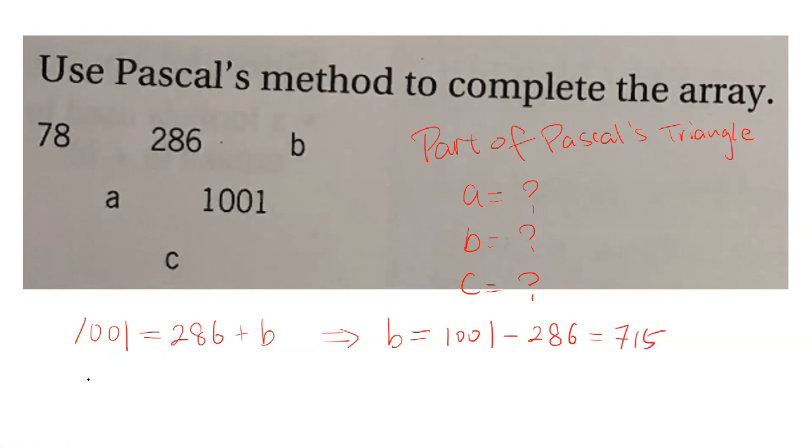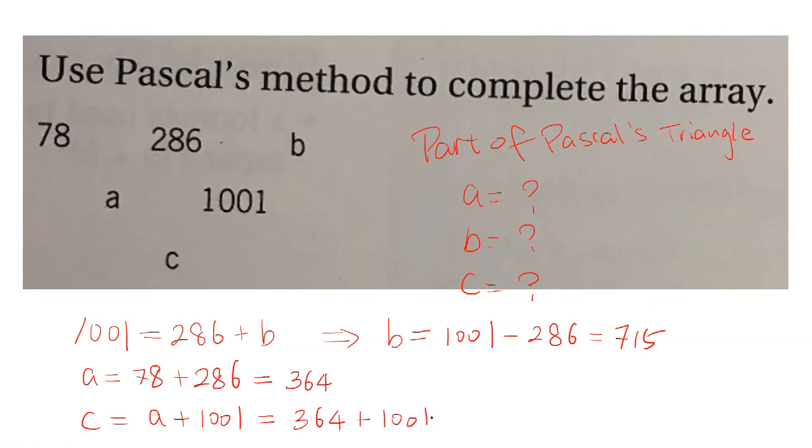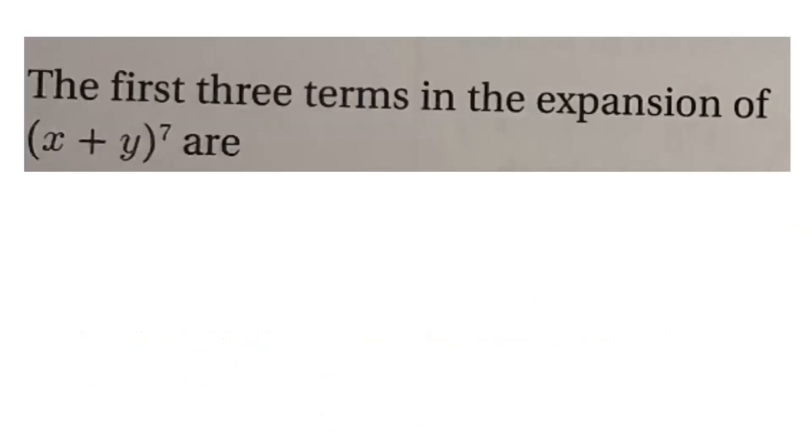And then we have A is the sum of 78 and 286, which is actually 364. Then C is the sum of A and 1001, which is 364 plus 1001, which is 1365. Right? Okay, any questions? No? Okay, let's move on.